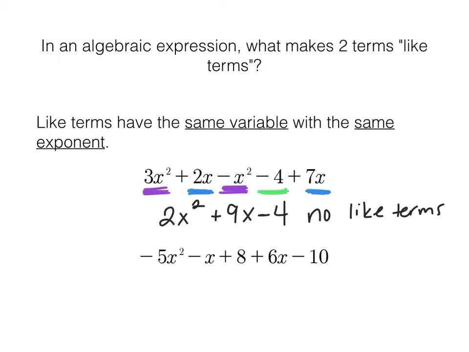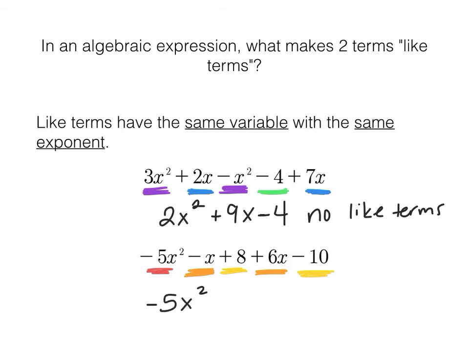All right, what about this next one? If I simplify this one, what are my like terms? Well, I have an x squared here, and oh, that's it. No other x squared term. Okay, I have a minus x here and a plus 6x. Those are like terms. So they have that same variable, x, with that same exponent. And then let's see, plus 8 and a minus 10. And those are like terms because they are both constants. So we do not have a like term for the 5x squared, so I'm going to leave it alone.